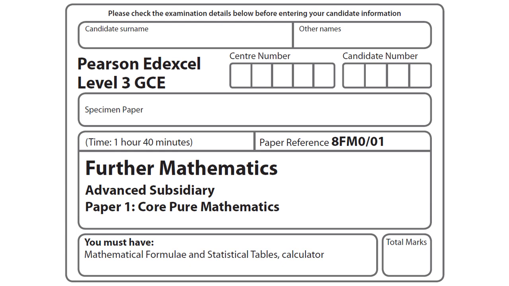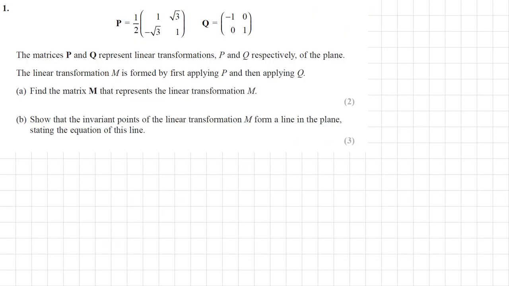This is a walkthrough of the Further Maths AS Paper 1, which is Core Pure Maths. Question number 1. The matrices P and Q represent linear transformations P and Q respectively of the plane. And here's the matrices P and Q here.